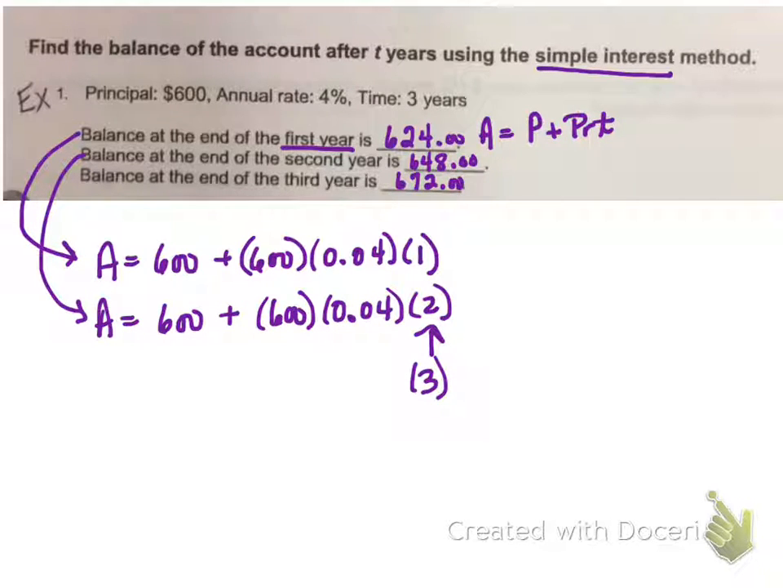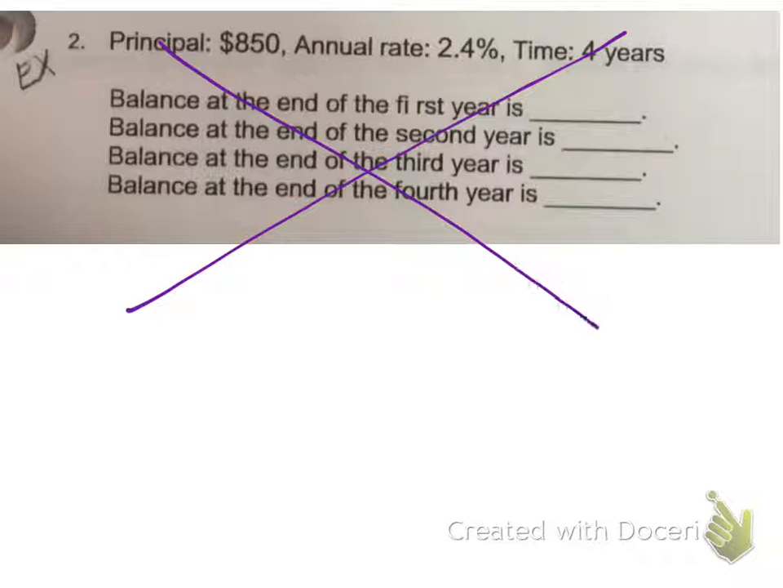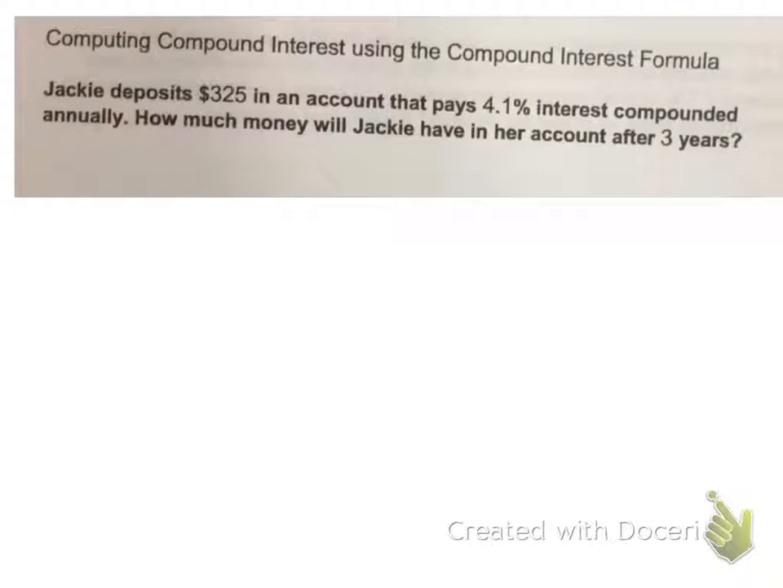All right, the next example I think is going to tell us to do the same thing. Anybody still copying? All right, it says principal is 850, the annual rate is 2.4, the time is 4 years. We're not going to do this one for the sake of time, okay? So y'all can just cross this one out. It's worked just like example 1. If I pick this one on a notebook quiz, y'all let me know we didn't do that one. All right, let's go to the next one.